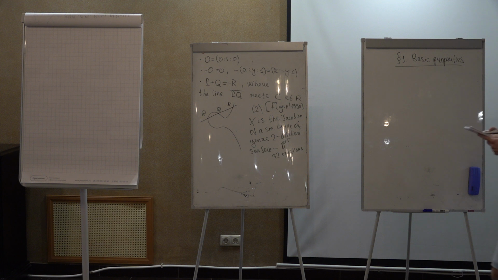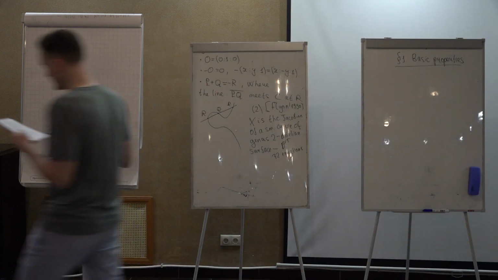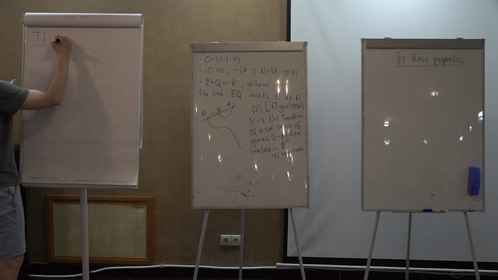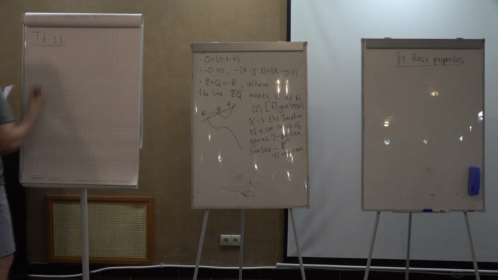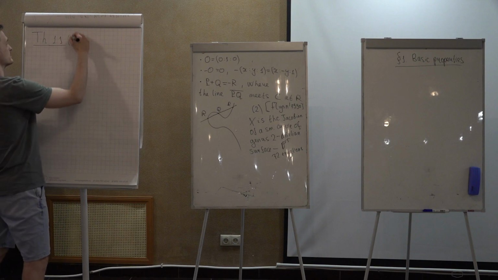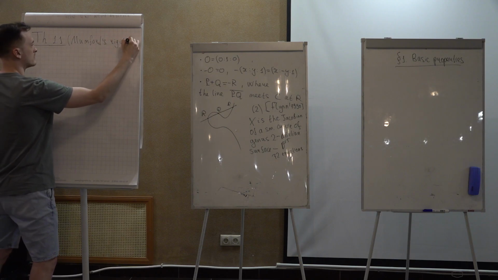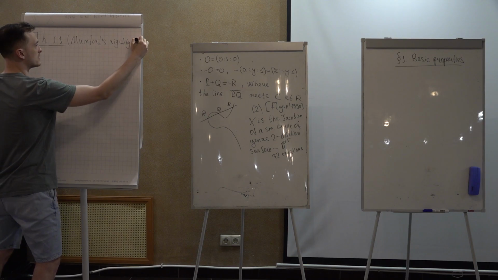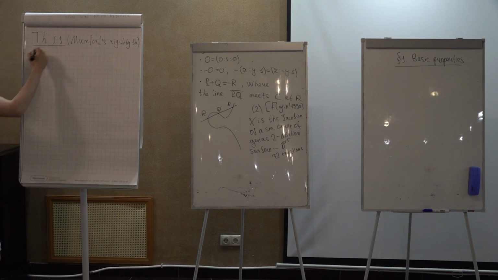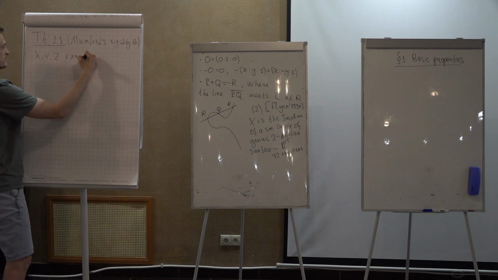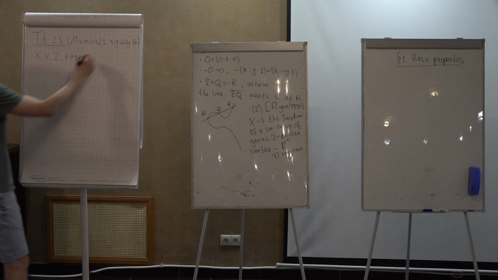Basic properties of abelian varieties, and we start with this theorem, which is general. It's not about abelian varieties. It's called Mumford's rigidity theorem, or rigidity lemma. So I take three varieties, X, Y, Z. X is complete.